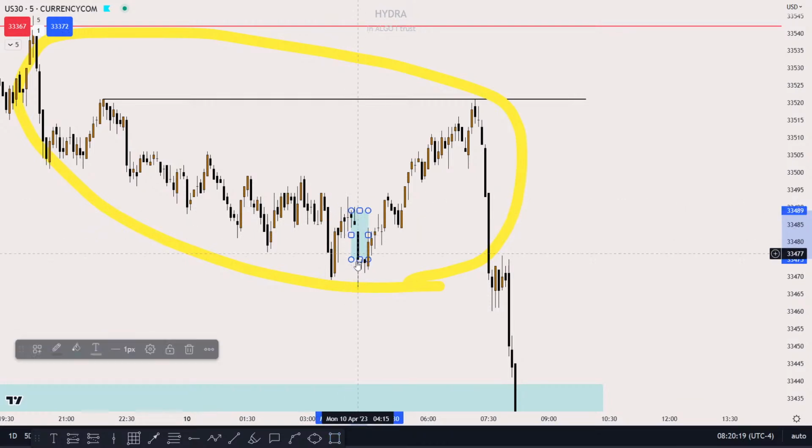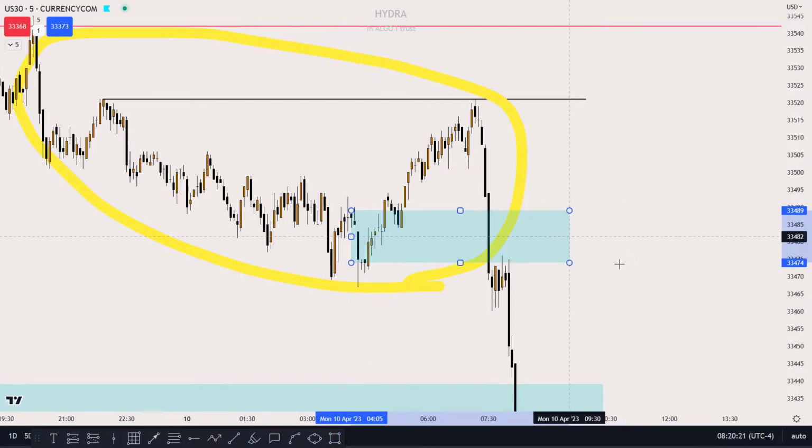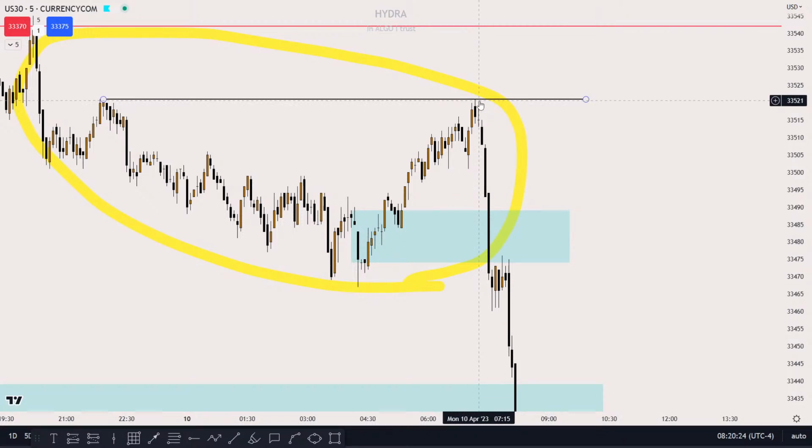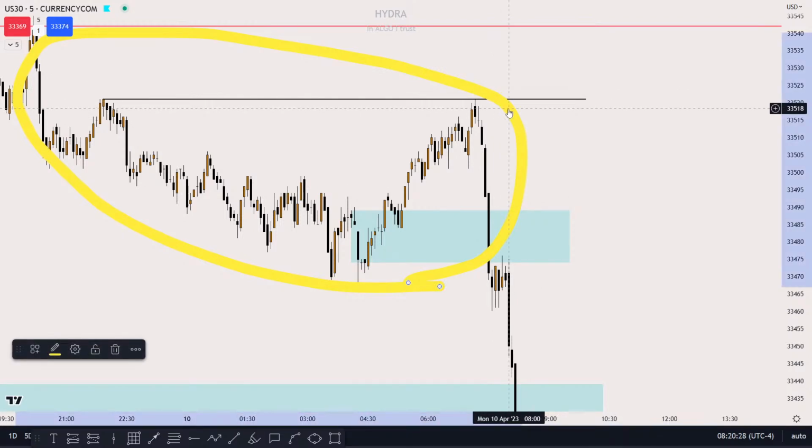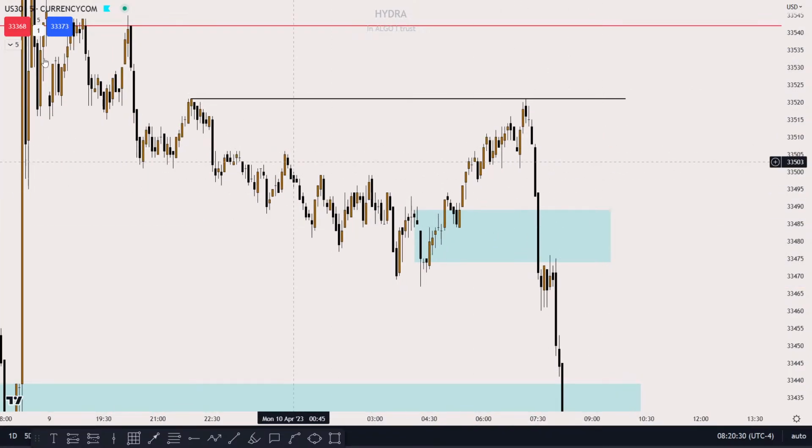Now you will ask me why. Price left a relative equal high right here. Price did not create a new higher high. But you also have to keep in mind that we are on a lower time frame.